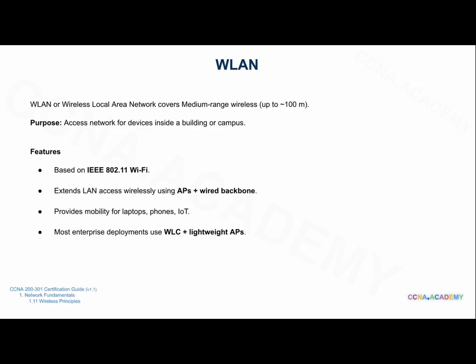A wireless LAN provides network access across medium distances such as offices, classrooms, and homes. Built on IEEE 802.11 Wi-Fi standards, it uses access points connected to a wired backbone to extend the LAN. WLANs allow laptops, phones, and IoT devices to stay mobile without losing connectivity. In enterprise networks, WLAN controllers and lightweight access points manage Wi-Fi centrally for consistency and reliability.